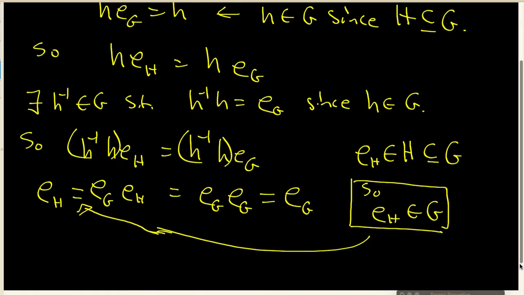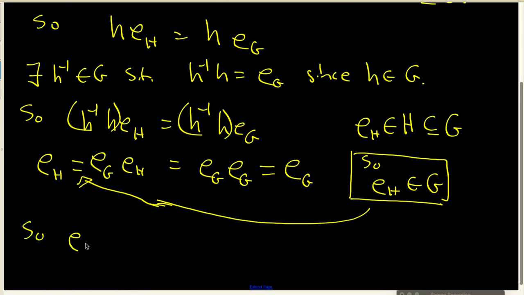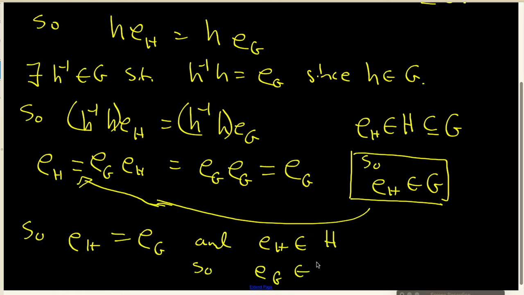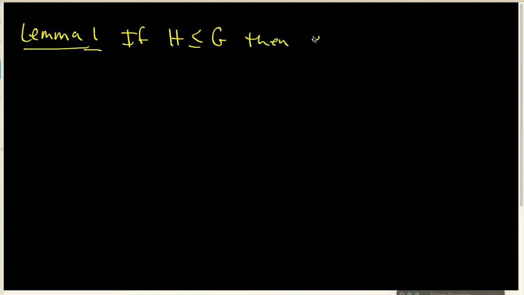And what I now have, when I look at it, is e_H does indeed equal e_G, and I know that e_H is inside capital H, so that forces e_G to be inside capital H. So I kind of want to state again what our lemma says, because I want to talk about its importance for just a minute as well. Lemma 1 says, if H is a subgroup of G, then the identity element inside the group G has to belong to the subset H.